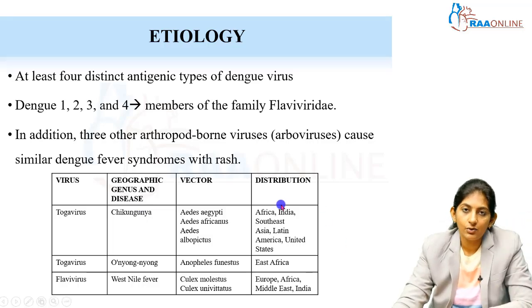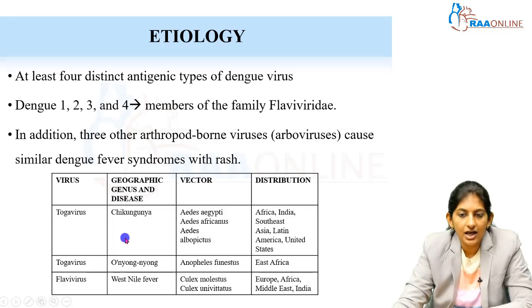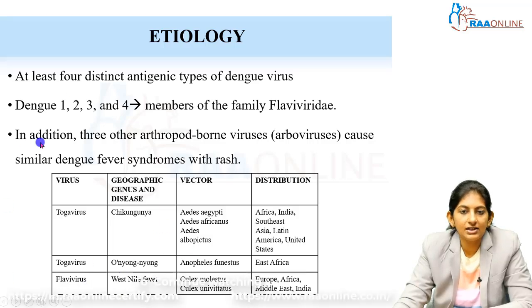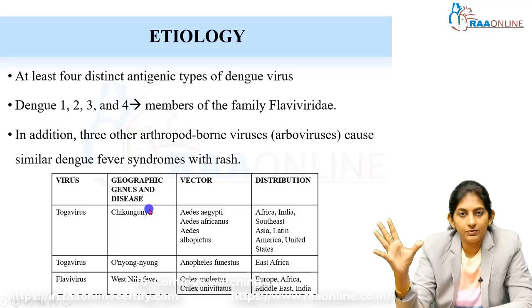Other viral illnesses that mimic dengue are O-nyong-nyong viral illness, which is seen in East Africa, not in India. The other one is West Nile fever. West Nile fever is seen in India as well, and it typically mimics dengue illness. The vector of West Nile fever is Culex mosquitoes, not the Aedes ones. And the vector of O-nyong-nyong is the Anopheles mosquitoes, not the Aedes. Okay, so these are all the arthropod-borne viral illnesses which are similar dengue fever syndromes.